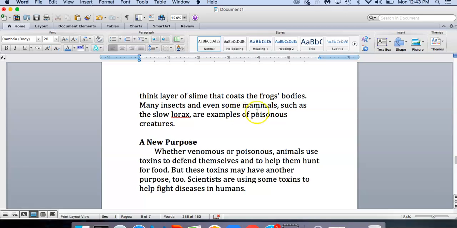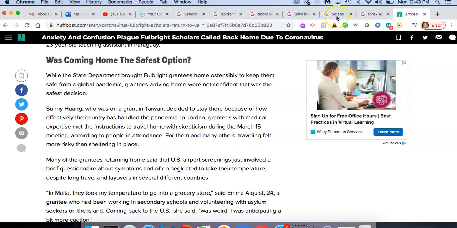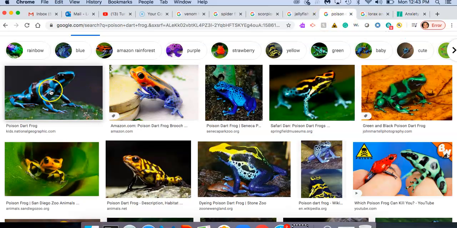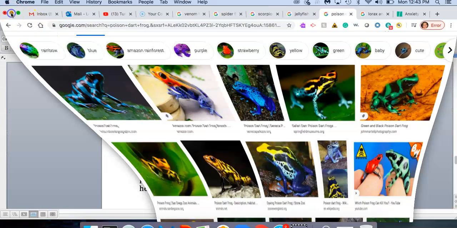Many insects and even some animals, such as the slow lorax, are examples of poisonous creatures. So lorax are also poisonous. I think this is the poison dart frog. Okay, they are very colorful, but don't touch them because they are poisonous.